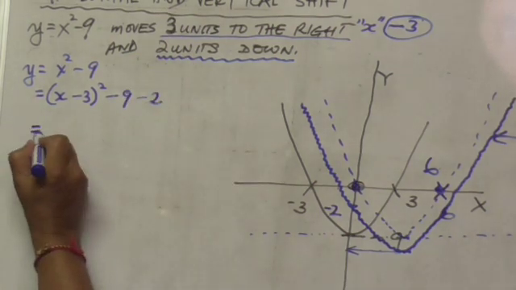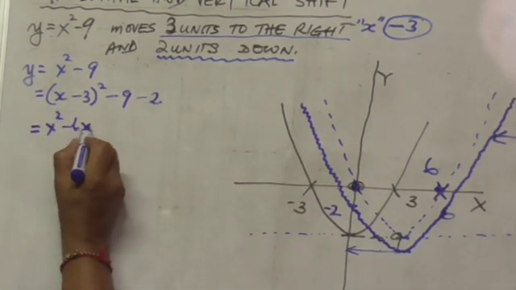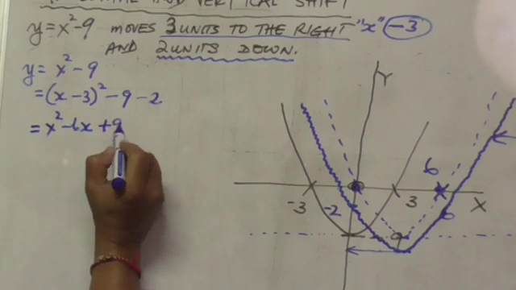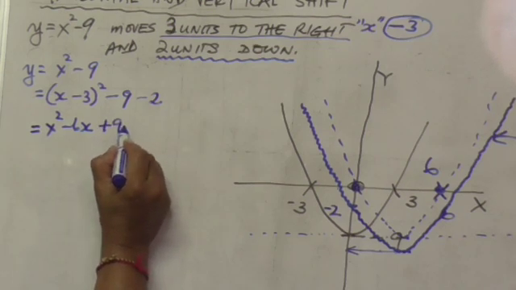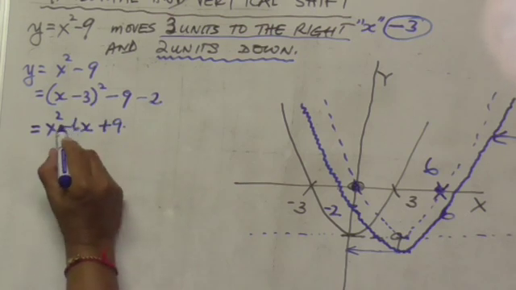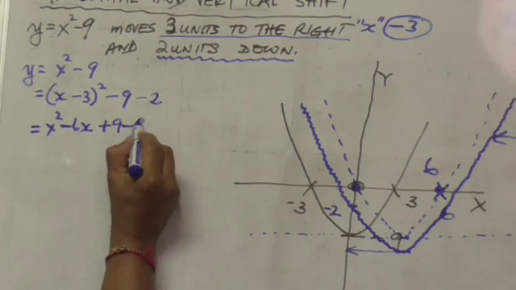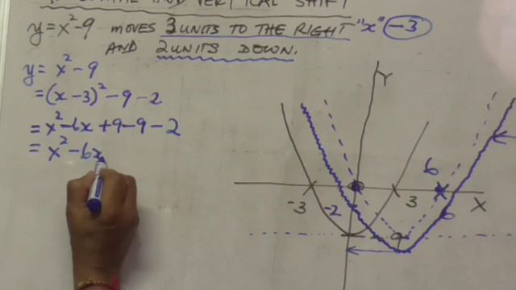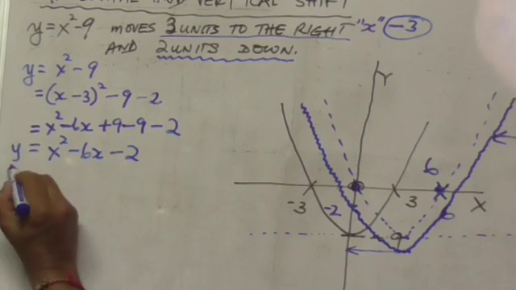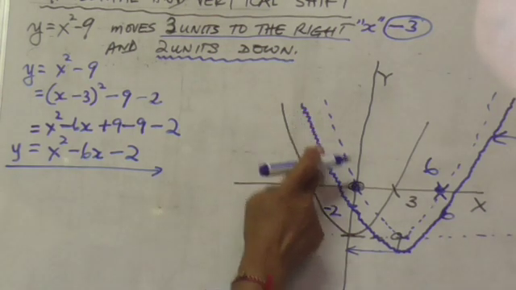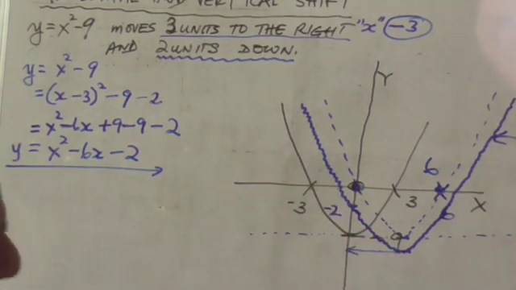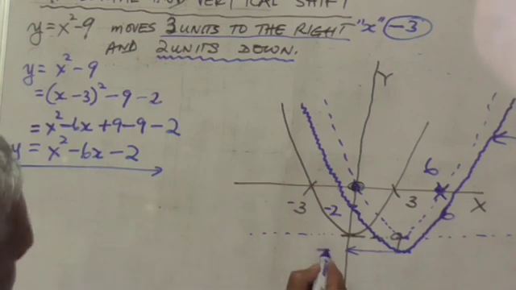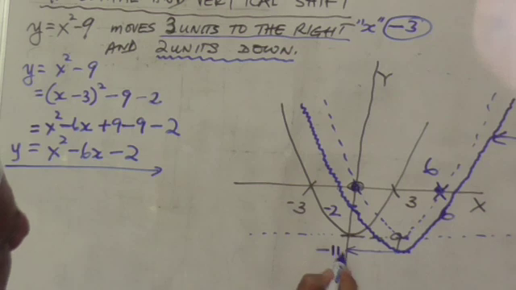Well, let's see what is the final answer. That will give you x squared minus 6x plus 9 minus 9 minus 2. That will give you x squared minus 6x minus 2. So your new equation for this graph, your final answer, is y is equal to x squared minus 6x minus 2. And this thing is minus 11, the new minimum.